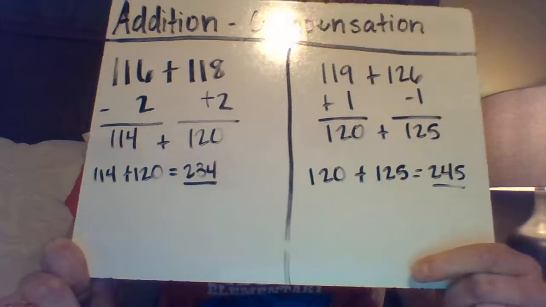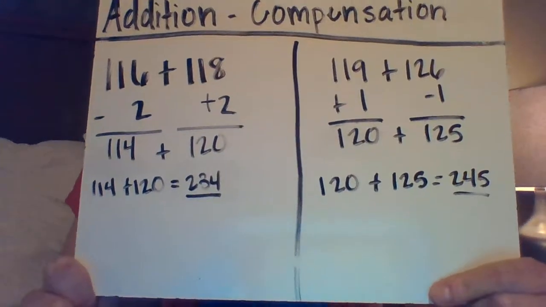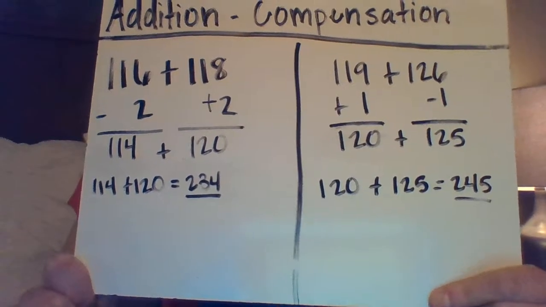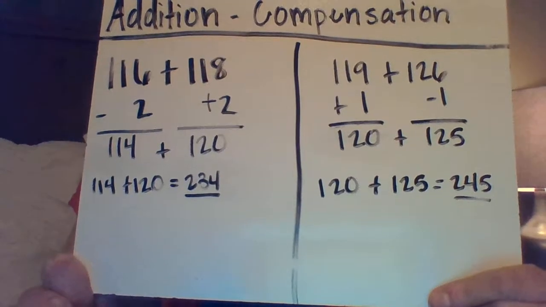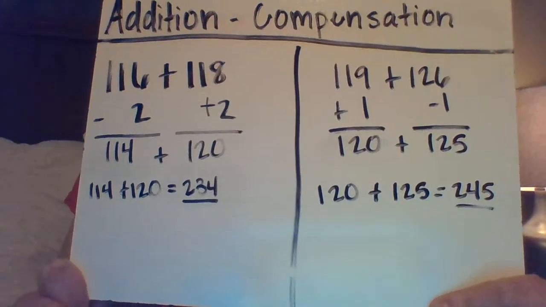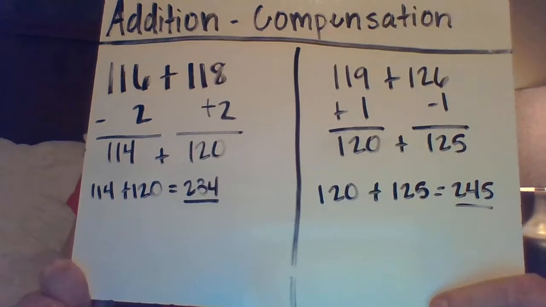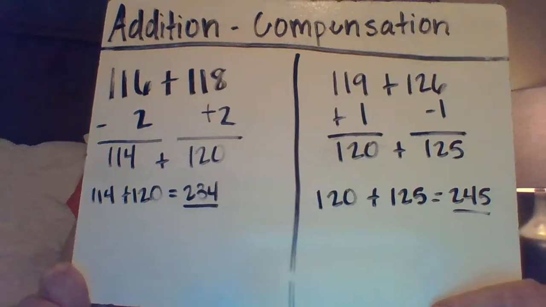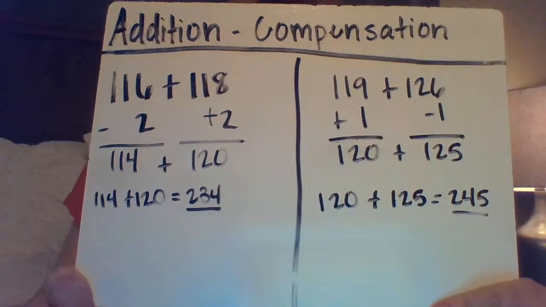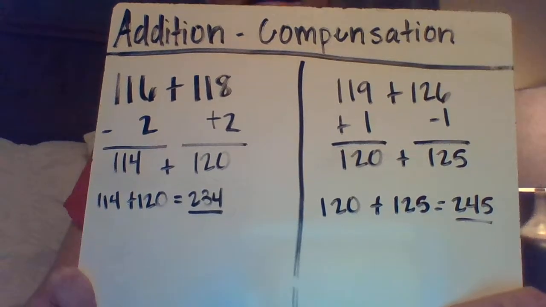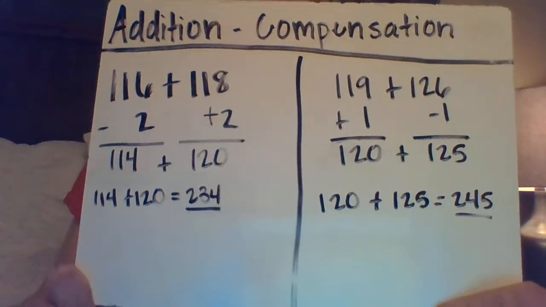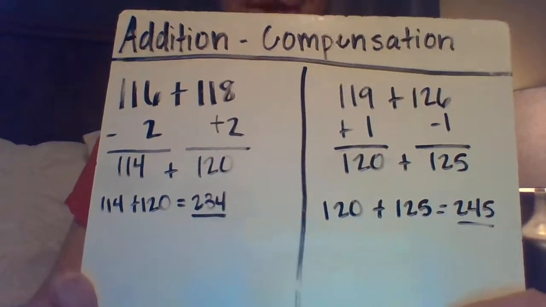With compensation, basically the goal is to manipulate the numbers into easier, friendlier numbers to add. As long as the quotients are kept the same, you can remove and add any amount. I felt like if I would have known this strategy as a child in 5th grade, it might have benefited me a little bit more than it did.